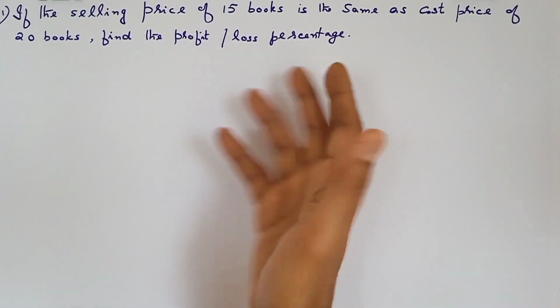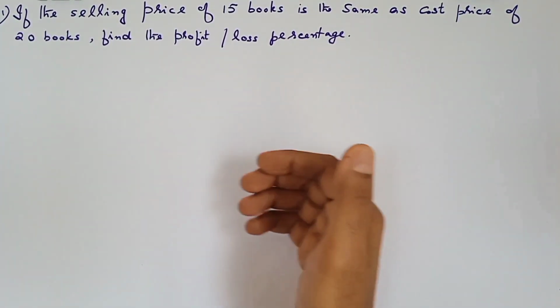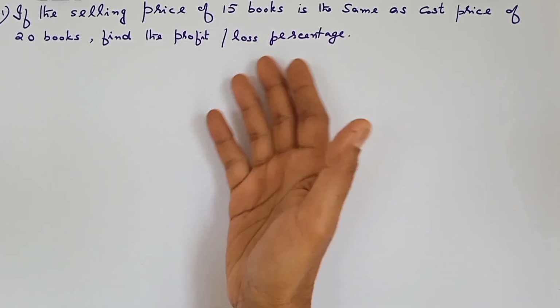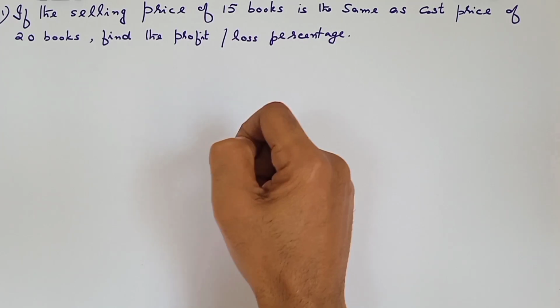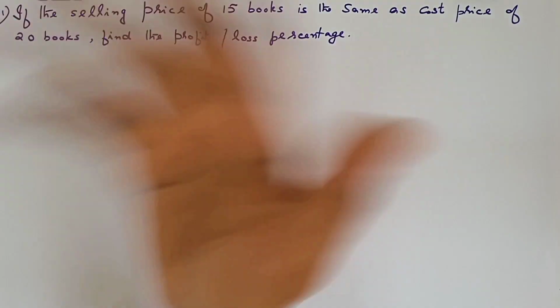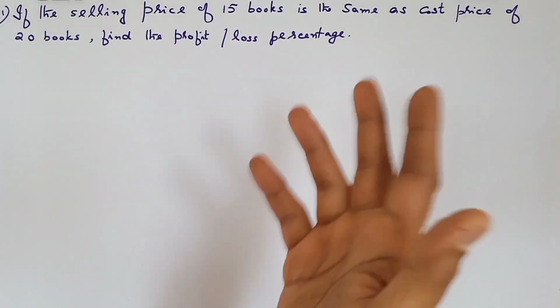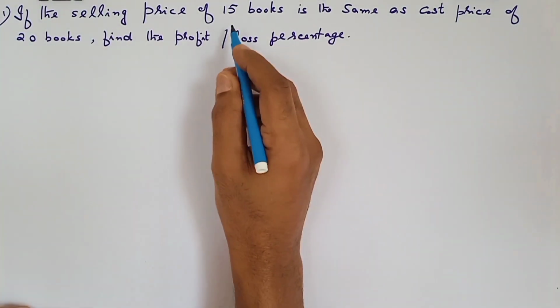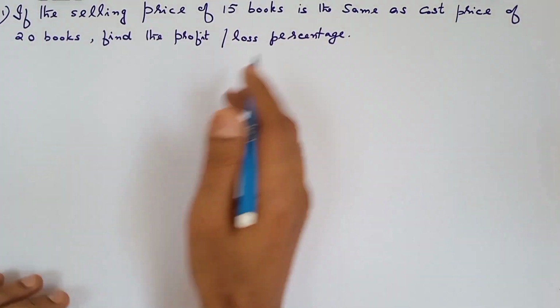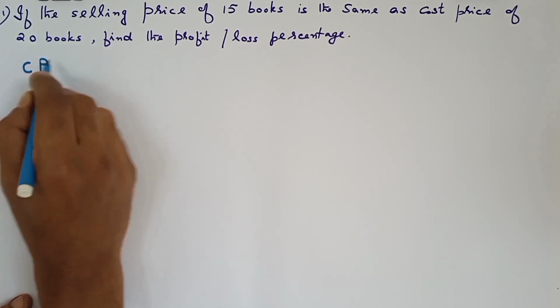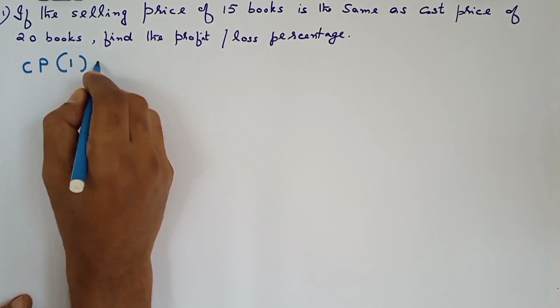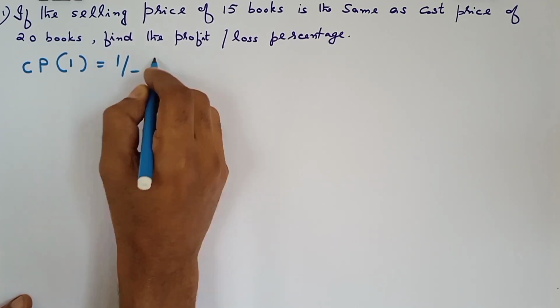We don't know the selling price or cost price of one book, and we are not asked to find out the actual profit or loss. It's about finding profit or loss percentage. In such questions, as I have already shown before in questions on percentage, we start with whatever is not given as a convenient number. For example, let me choose a CP of one book as 1 rupee.